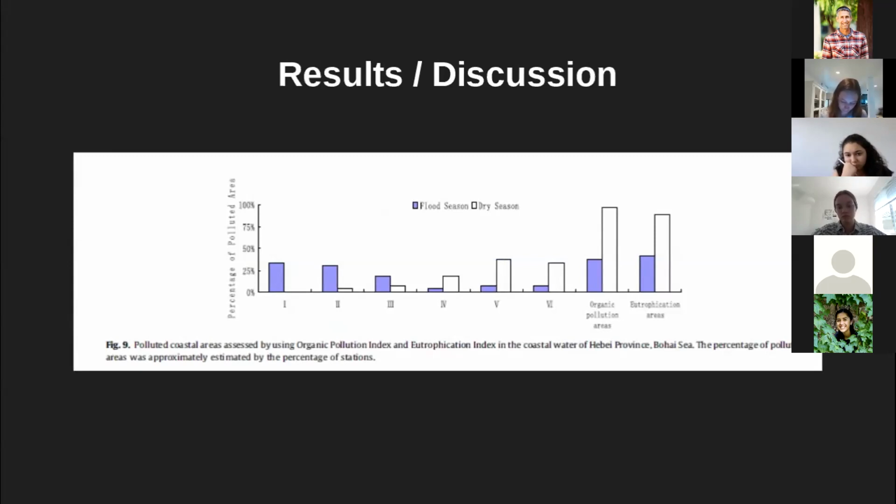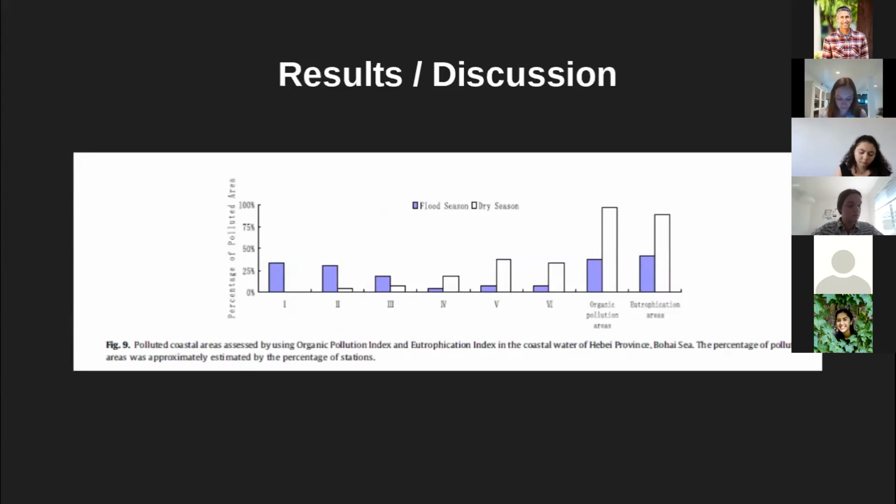So what we have here is a graph of how the organic pollution index and eutrophication index are used to assess the percentage of polluted area by the percentage of stations. From the graph, anything below the Roman numeral 3 is considered relatively safe, and anything from 3 to 6 is considered the danger zone of heavily polluted areas.